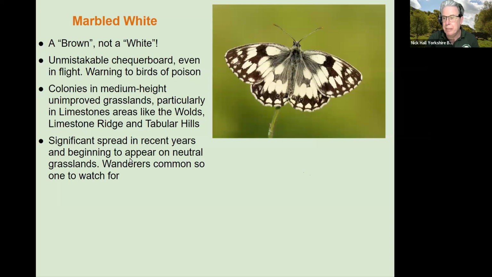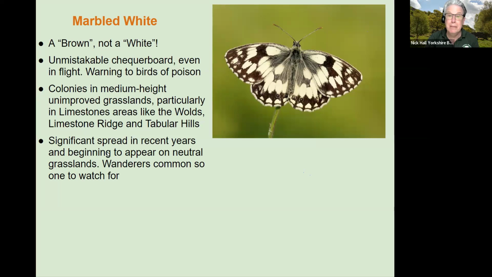It's beginning now to appear on neutral grasslands around York. You don't think of York as being a place you would see marbled white, but it's actually quite common. Only in very low numbers, ones, twos, threes or fours, on railway embankments, road embankments, fields and parks.